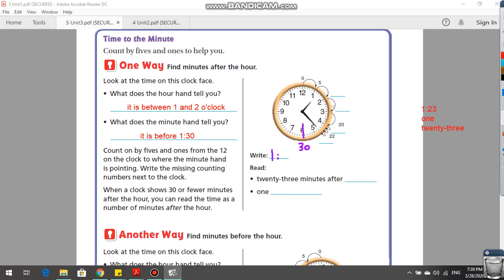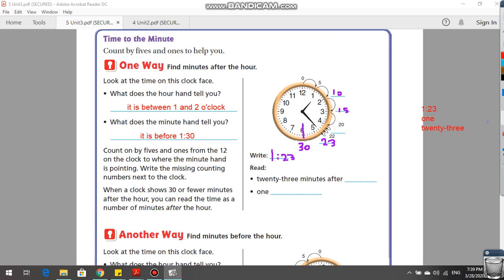5, 10, 15, 20. Oops, I can't skip count by 5 anymore. Why, guys? Because I didn't reach 25. So how can I skip 5 if I didn't complete it? So I have 5, 10, 15, 20. Each small dash is considered 1 minute. So I have here 20, 21, 22, and 23. So it's 1 what?